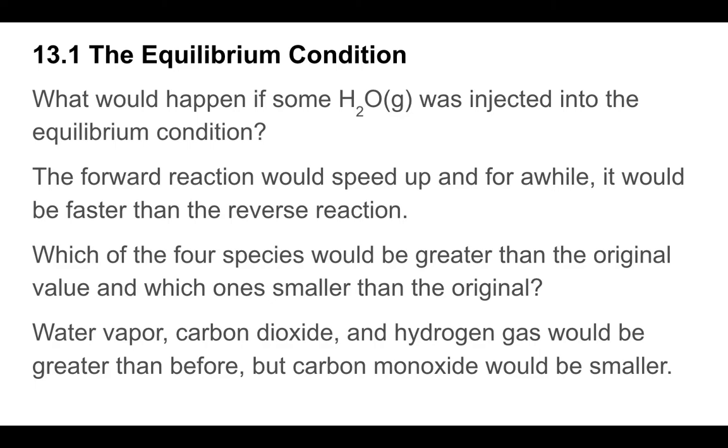The carbon dioxide, on the other hand, on the other side of the equation, would have increased from its original value, because as the reaction was going faster in the forward than in the reverse direction, that was causing the carbon dioxide to build up, speeding up the reverse reaction until it caught back up to the forward reaction. Same thing with the hydrogen gas on the right. It's only the carbon monoxide on the left that would actually have a smaller concentration than originally, because remember, there was a period of time where the forward reaction was outrunning the reverse reaction, and during that period of time, more carbon monoxide was being used up than was being formed.